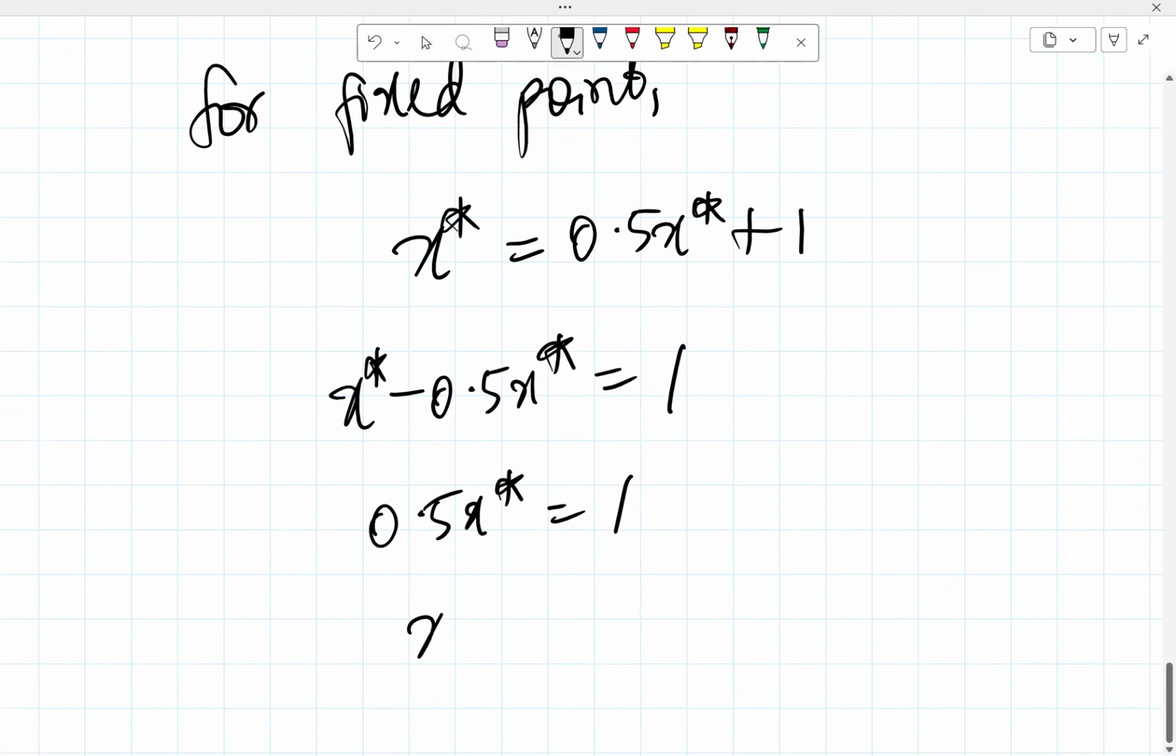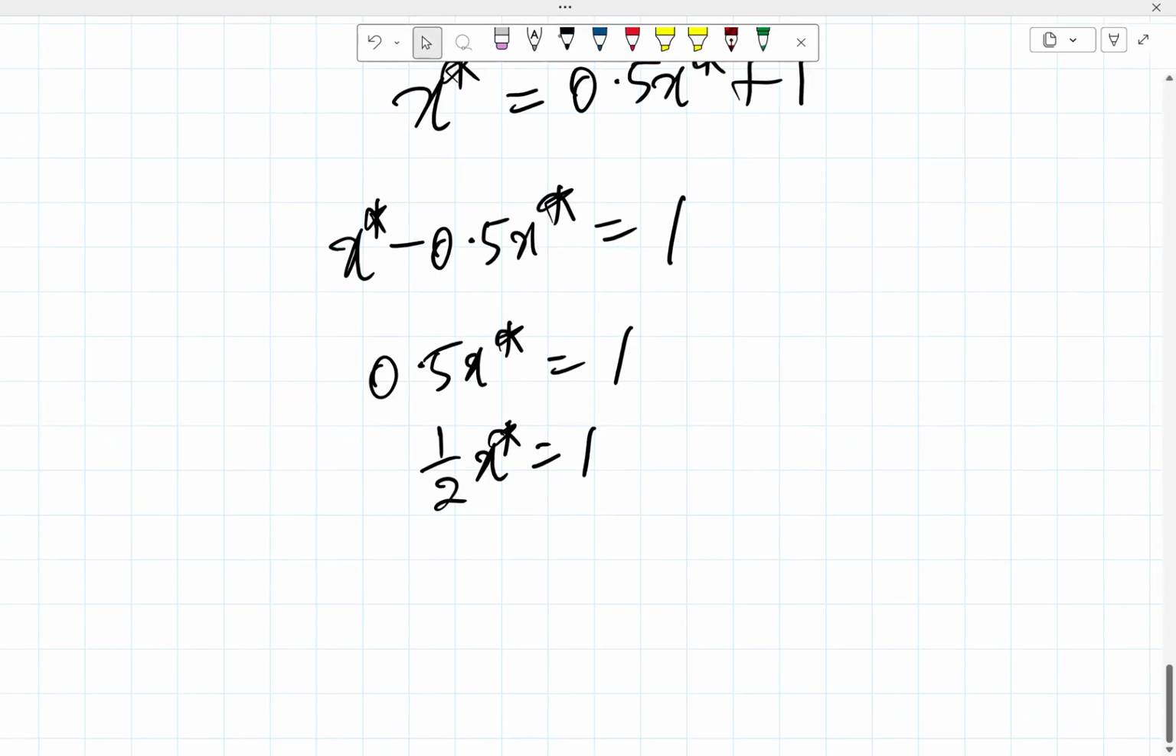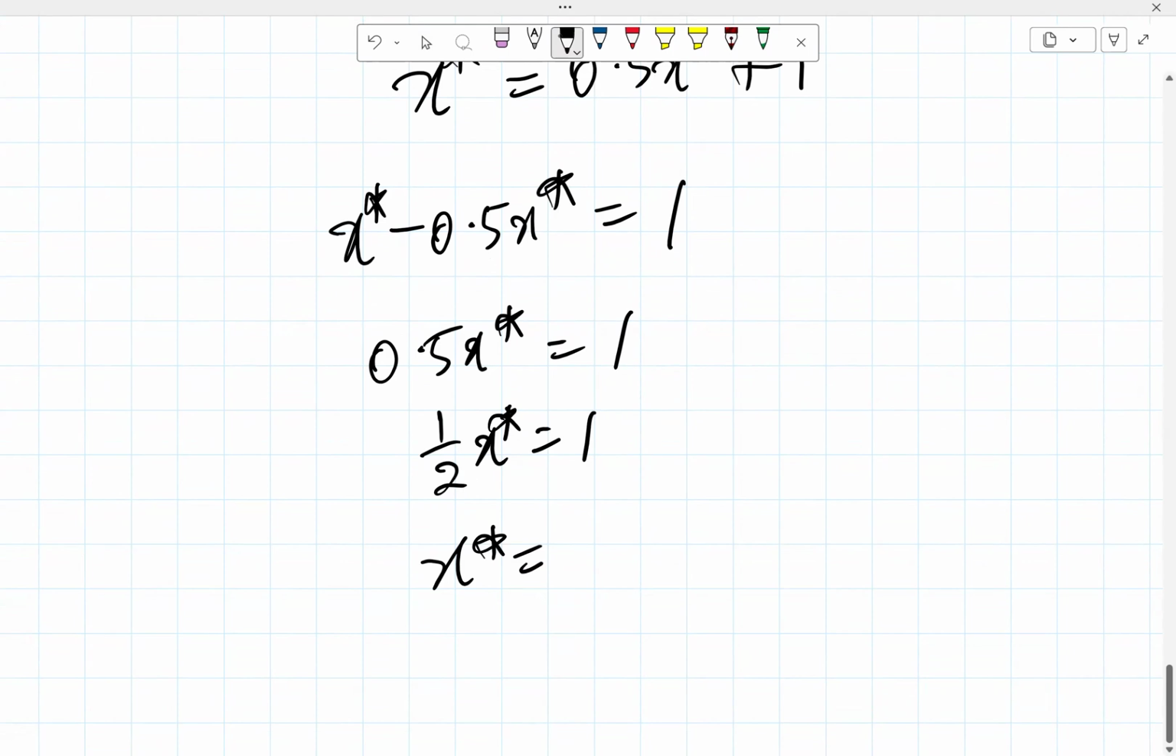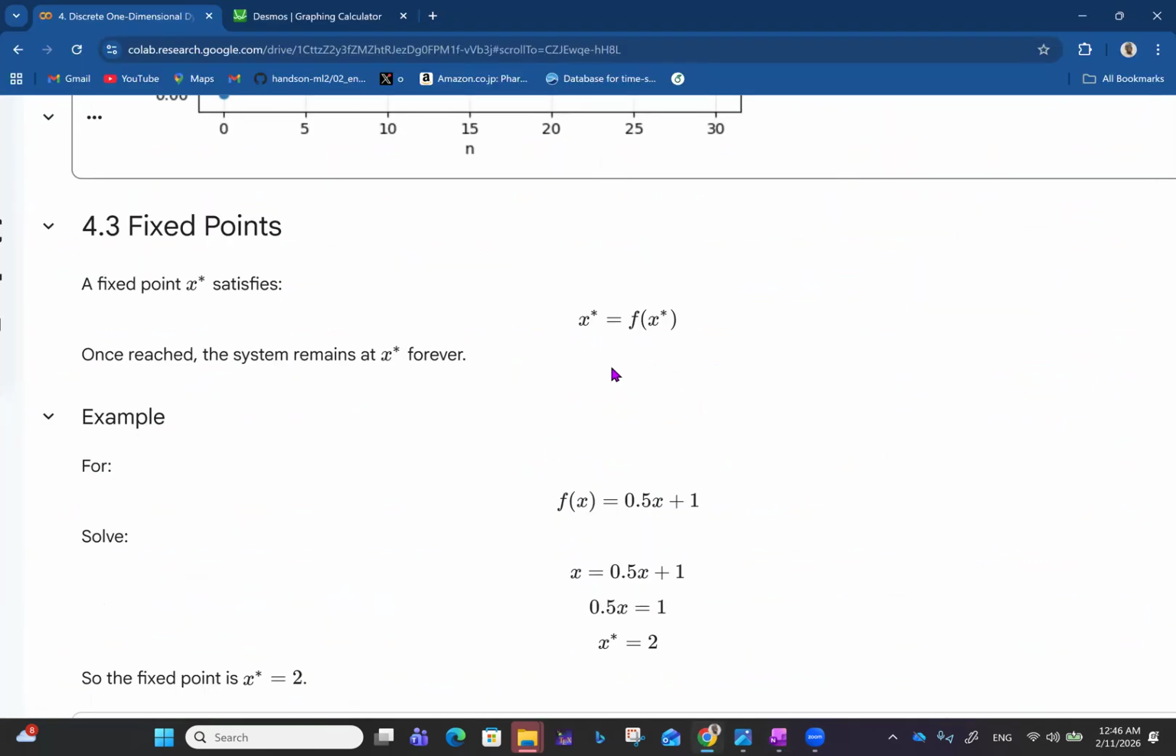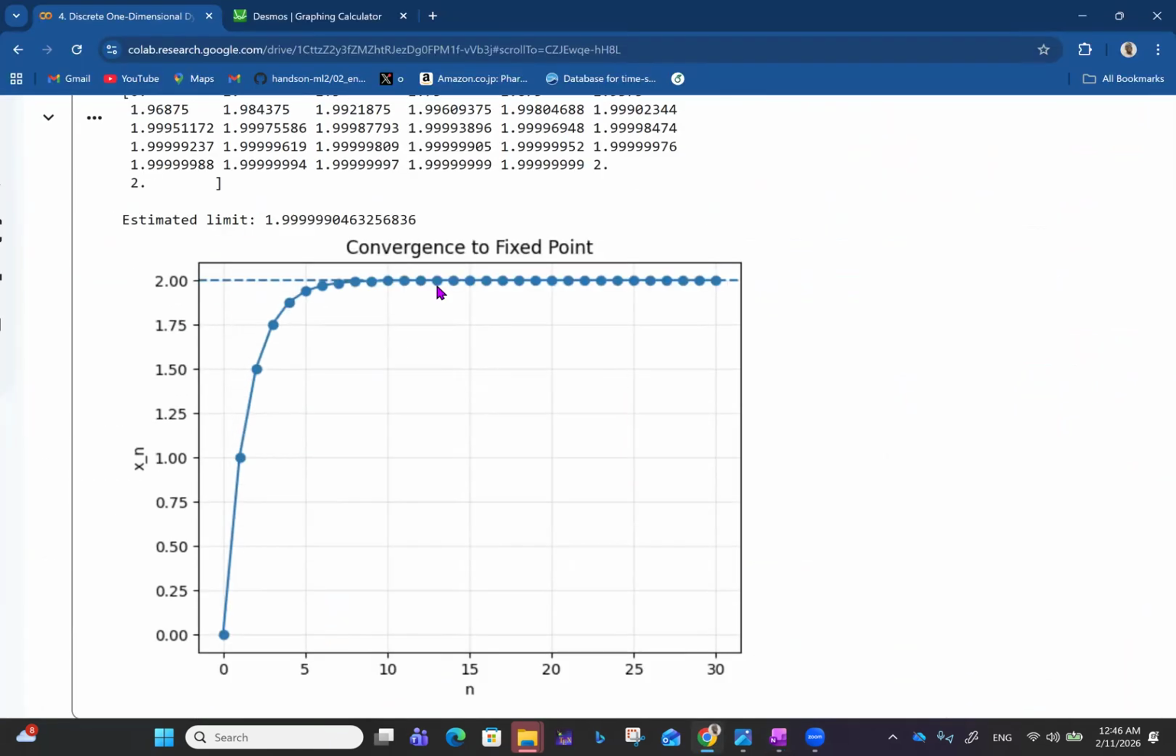If you divide both sides by 0.5, or one smart way to go, 0.5 is half. So you have half x star equals 1. Multiply through by 2, you have x star equal to 2. And then you discover that in that iteration, the number was getting closer and closer to 2, as you can see right here.